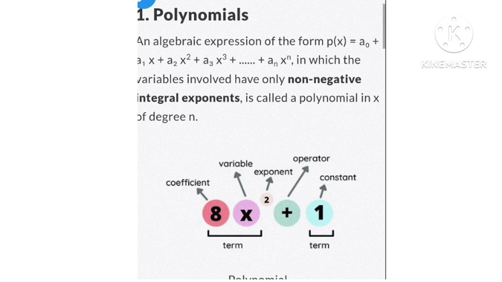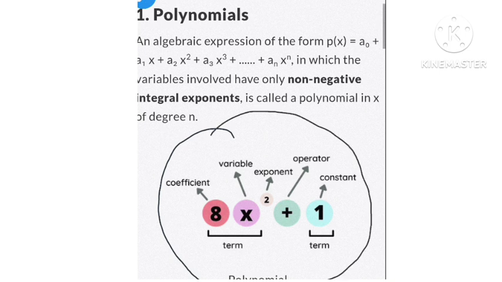So previously we saw the polynomial; again, one more example. Here you can see the term 8x square plus 1. So 8 is known as a coefficient, x is known as a variable, the 2 on the top of the x is known as the exponent, plus is known as the operator, and 1 is known as a constant. And the whole is known as a polynomial. 8x is one term and 1 is one term. So is this a monomial, binomial or trinomial? From here we can see it is a binomial.